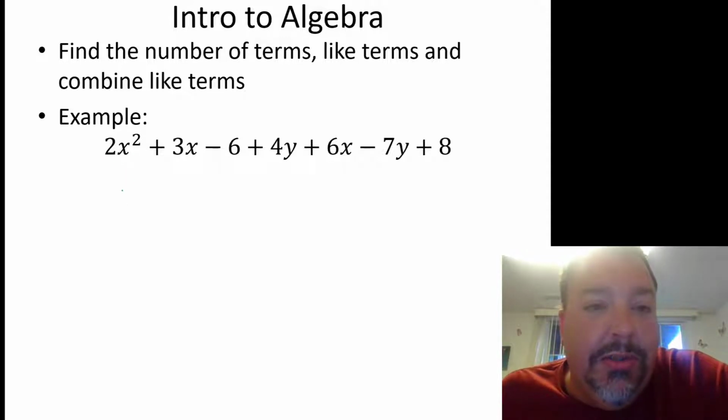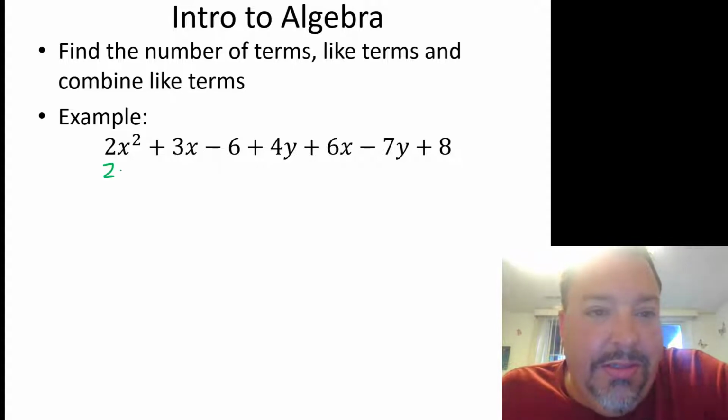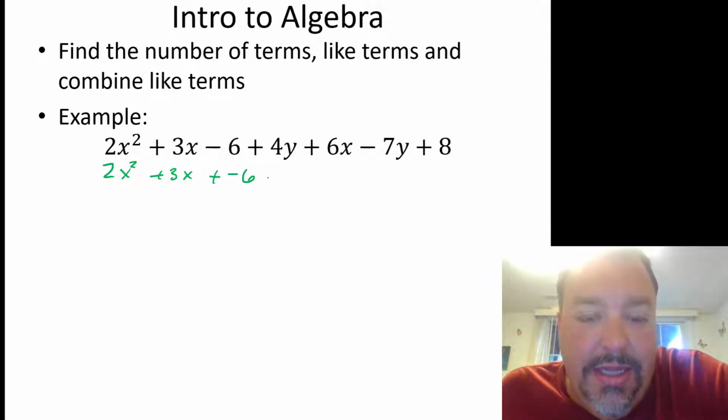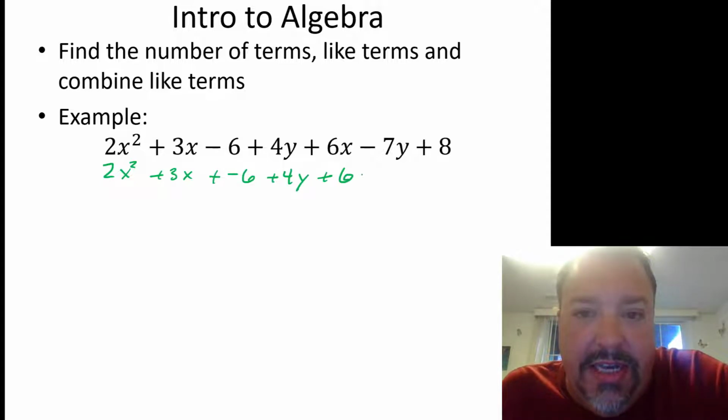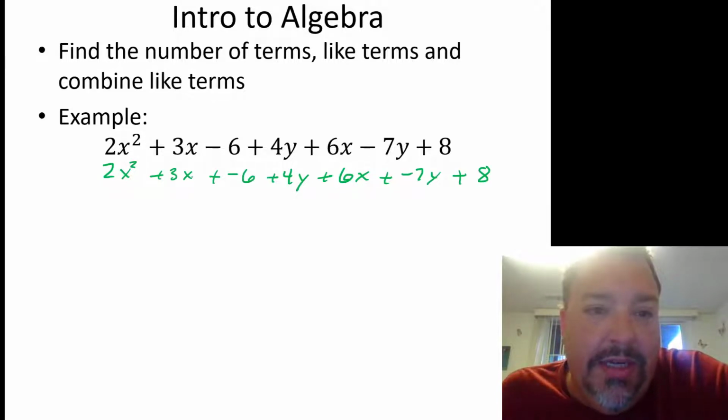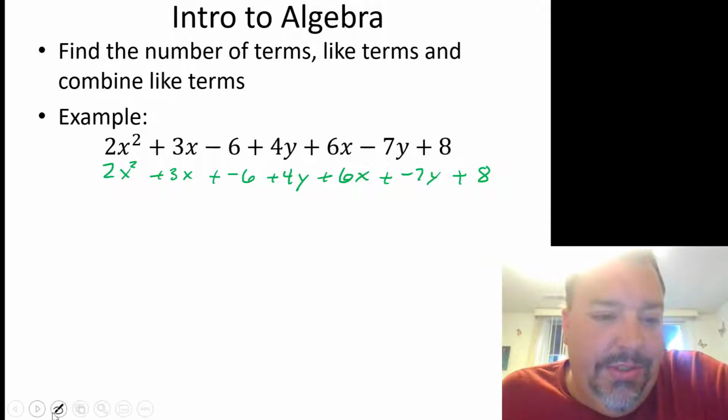So we're going through our example here, 2x squared plus 3x minus 6 plus 4y plus 6x minus 7y plus 8. Like I said, with an algebraic expression, we can rewrite this. So let me do that first. We got 2x squared plus 3x. We can change all the subtraction to adding the opposite. That might make it easier for us to count the terms. Plus 4y plus 6x plus negative 7y plus 8. And then we can count the terms, and we can see it has 1, 2, 3, 4, 5, 6, 7 terms altogether. And now we can look for the like terms.